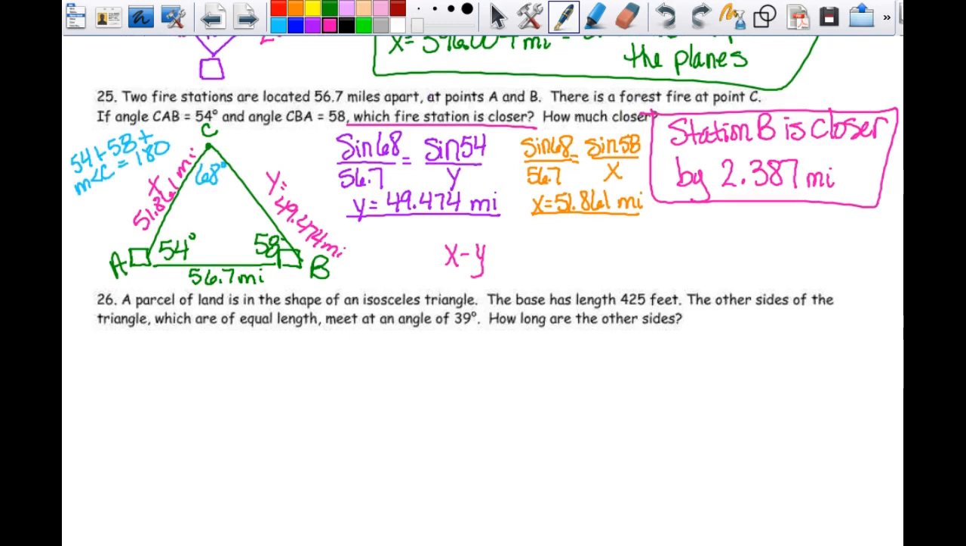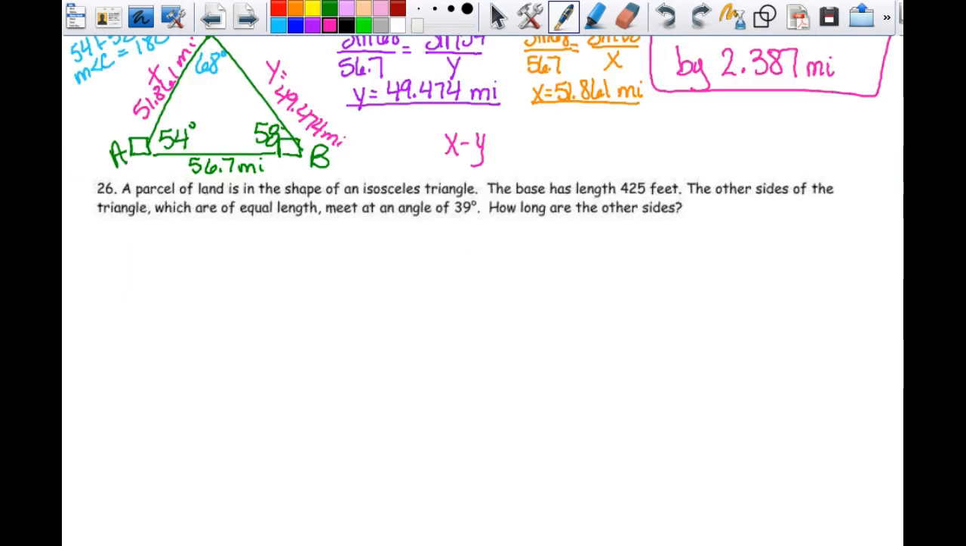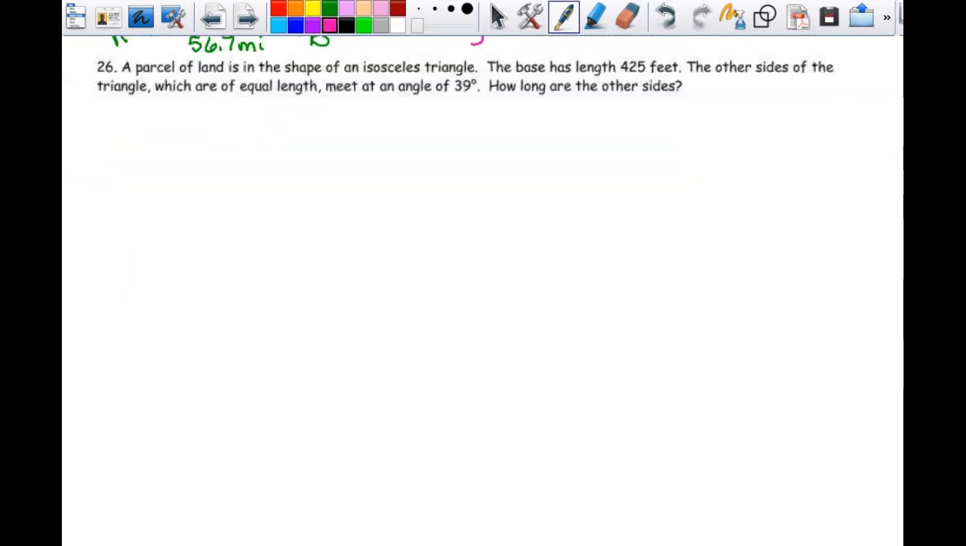All right, last one on here. Parcel of land. Okay, if you don't know what a parcel of land is, that's an odd way to say it, but some land, that's all that really matters. Doesn't matter if you know what a parcel is. So some land is in the shape of an isosceles triangle. So here is my isosceles triangle.